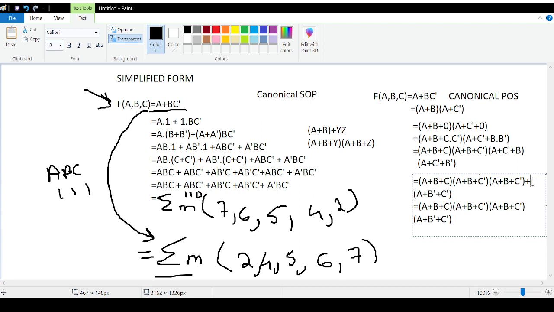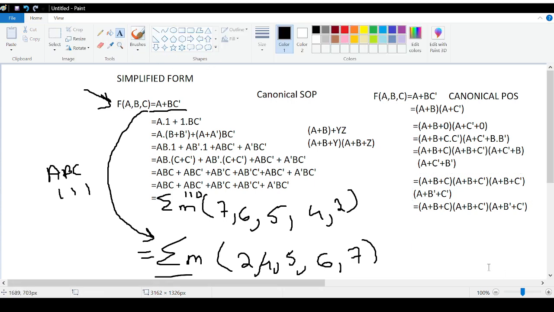Yeah, sorry. Okay, so these two terms are the same because x into x can be written as x. X into x equals x. So if you have two terms that are the same, then you can eliminate one. Now I have come to a form where all these terms have all the literals, but I'm not done yet. I need to come to the standard POS.